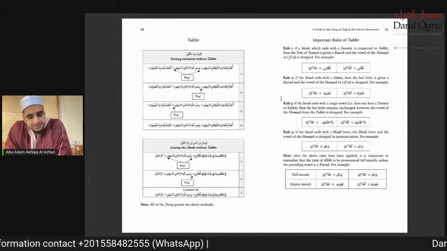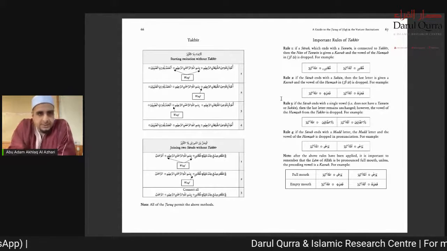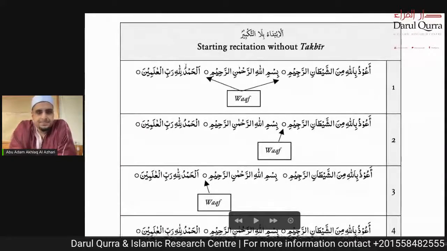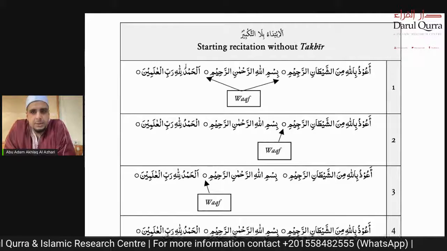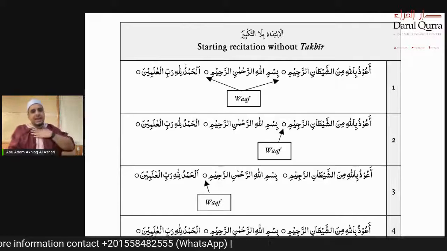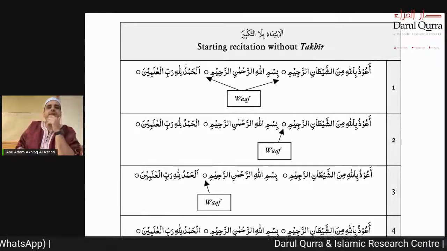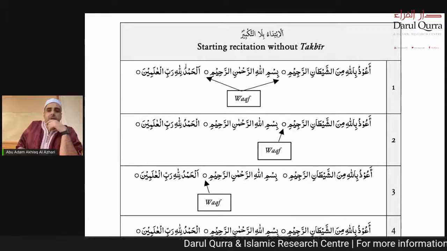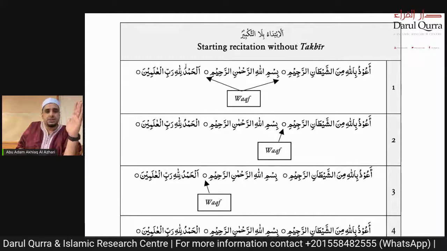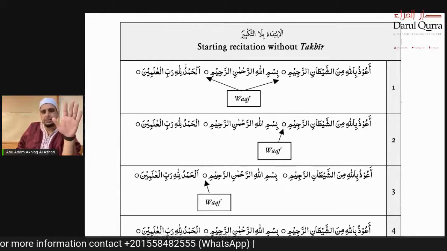So the first one is Al-Ibtida bila takbir, without any takbir. So you're starting without any takbir. So that's the first way you could recite. So now you could see how many different ways you can begin your Quran. The first way is reciting A'udhu billahi minash shaytanir rajim. Take a breath. So wherever it says waqf, you're taking a breath.